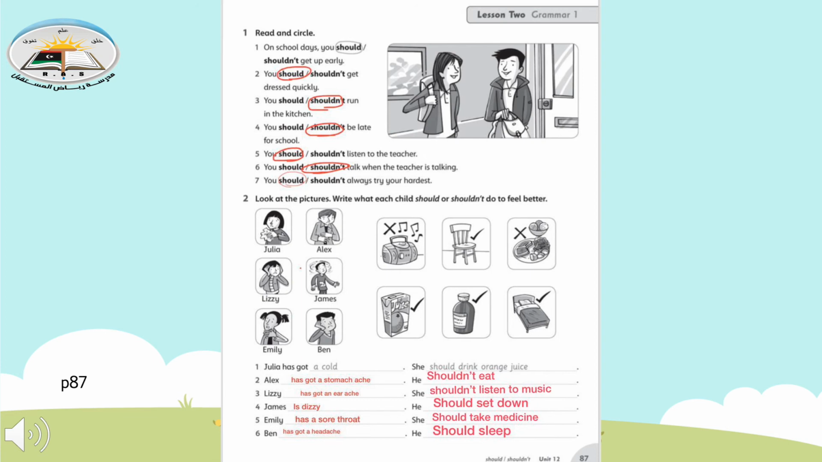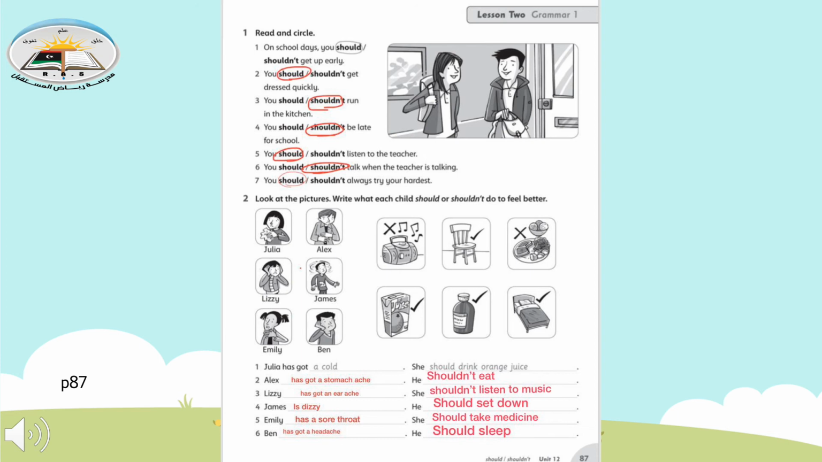The answer is shouldn't. Number 4. You should or shouldn't be late for school. You shouldn't be late for school. The answer is shouldn't. Number 5. You should or shouldn't listen to the teacher. You should listen to the teacher. Circle should. Number 6. You should or shouldn't talk when the teacher is talking. You shouldn't talk when the teacher is talking.